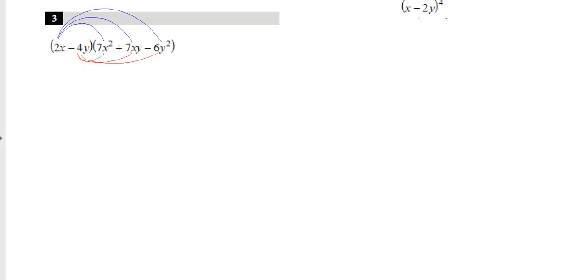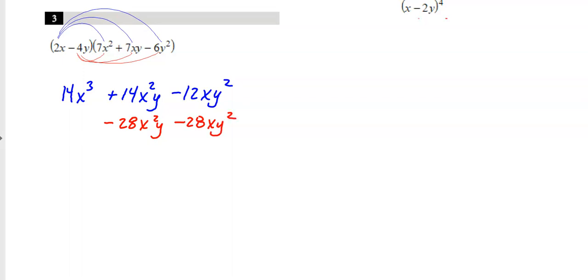So the blue stuff, that would be 14x to the third. And then 2x times 7xy, that's 14x squared y. And then the 2x times the negative 6y squared is negative 12xy squared. So right now there are no like terms there. There's nothing that has the exact same combination of powers. So let's move into the reds. In the reds I have negative 28x squared y. I'm going to stack those underneath the terms they go with. Then I'm going to have a negative 28xy squared, which goes right here. And then the last arrow is a positive 24y to the third. So that's going to bring up the caboose.